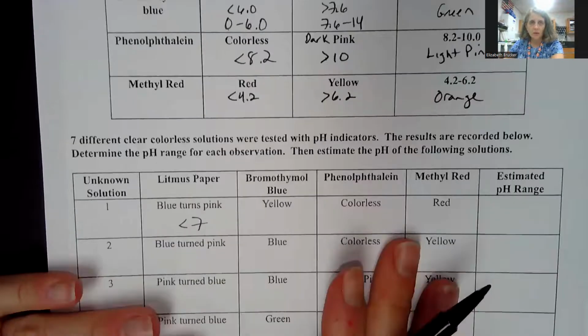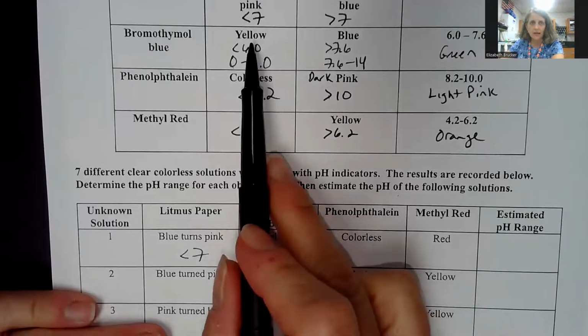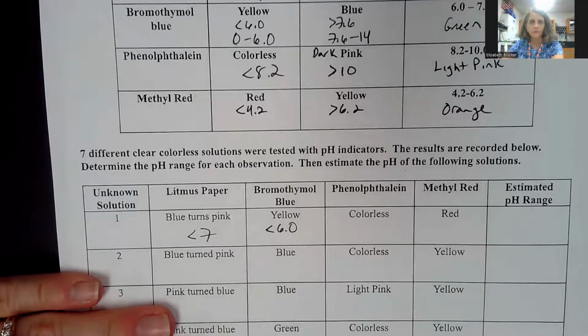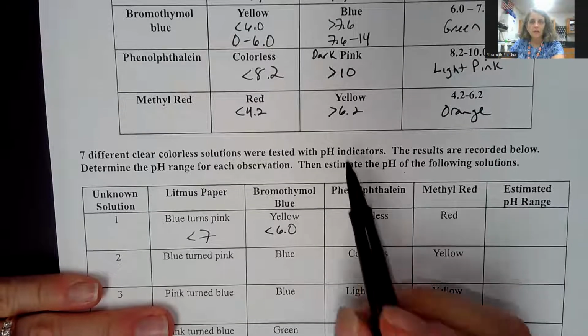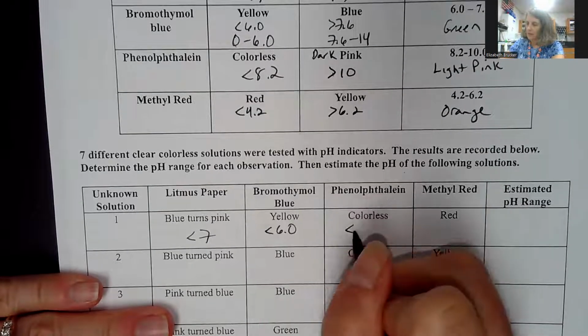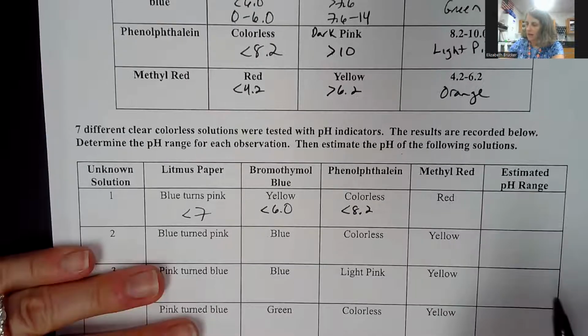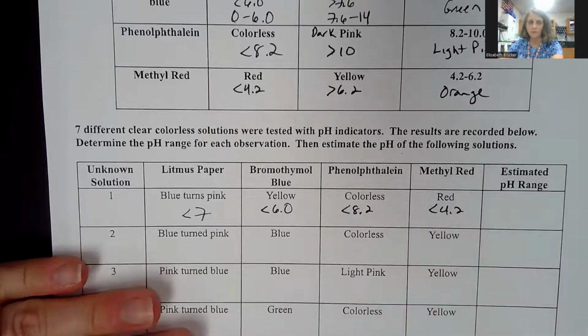Bromothymol blue is yellow. So go up to the chart and say, okay, yellow is telling me I'm less than 6. So write down less than 6. Phenolphthalein is colorless. So colorless means I am less than 8.2. And methyl red being red, I am less than 4.2.